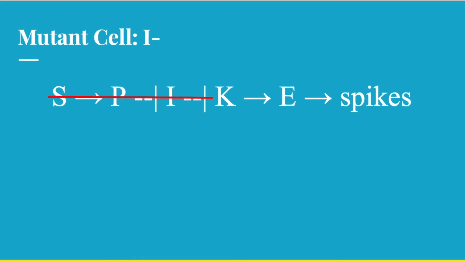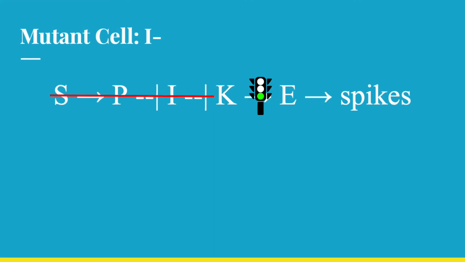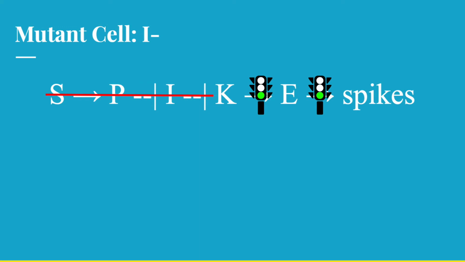For I, it is not produced, so it is not effective in blocking K. This means that K is able to be produced and is effective in producing E as well. Because of this, E is able to do its job and produce spikes.